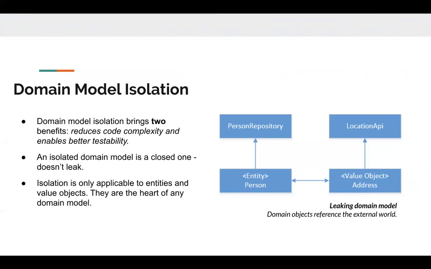So let me read the 3 bullet points here. Domain model isolation brings 2 benefits. It reduces code complexity and enables better testability. An isolated domain model is closed, meaning it doesn't leak. Isolation is only applicable to entities and value objects. They are the heart of the domain model.